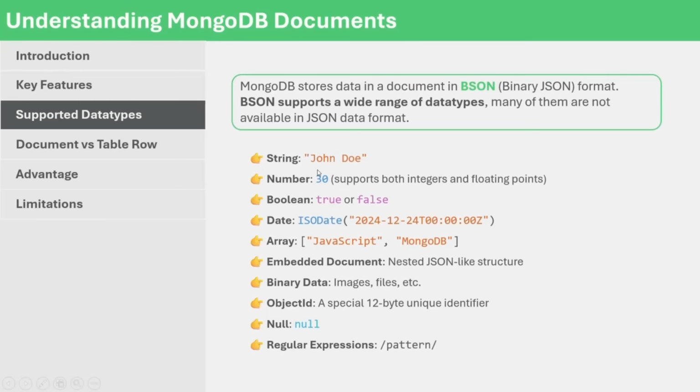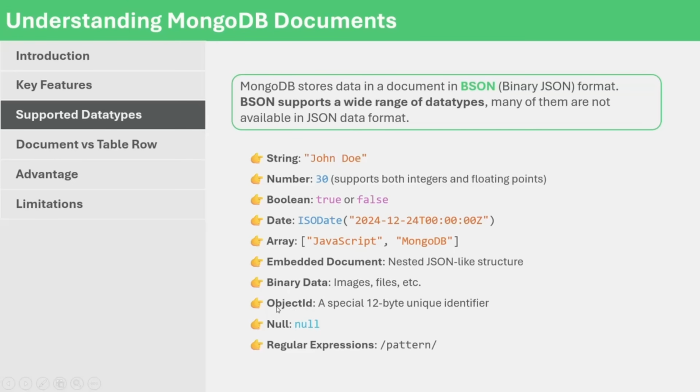String, number, Boolean are common from JavaScript, from JSON. Then in BSON, we can also store date data. We can store it as ISO date. Then we have array, which you will also find in JSON data format, and this is also present in BSON data format. And then we have embedded document. This embedded document is similar to nested objects in JSON. Then we have binary data. So we can also store binary data in BSON format, but that is not possible in JSON.